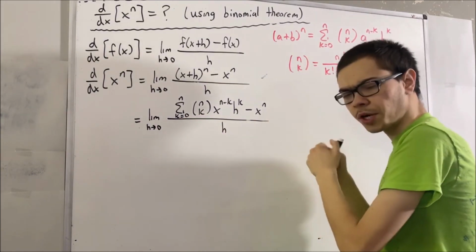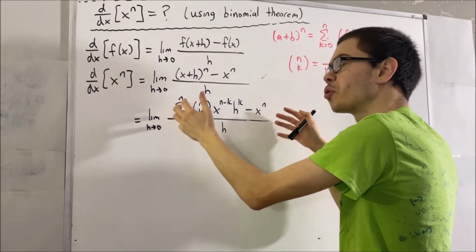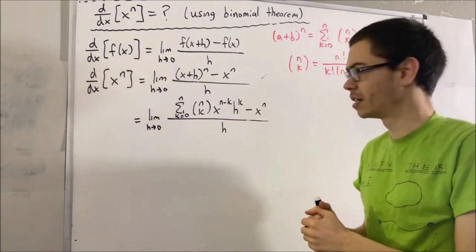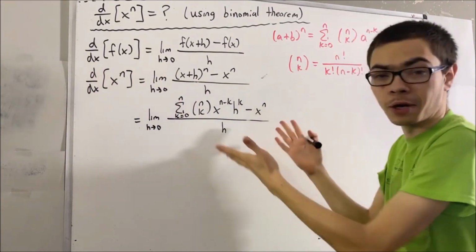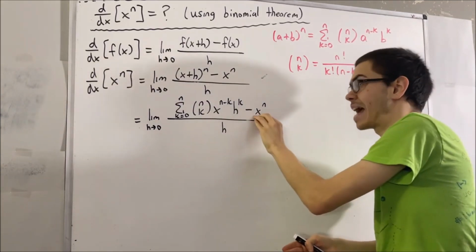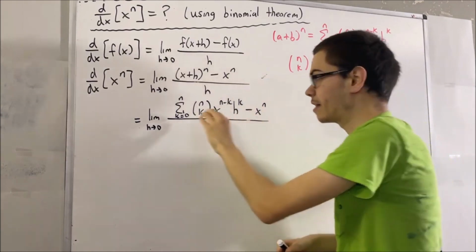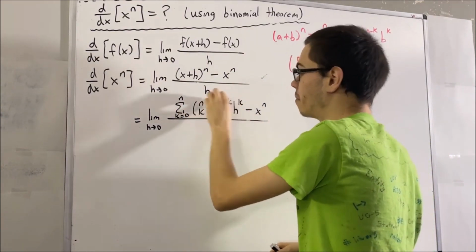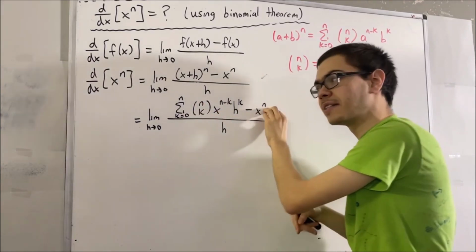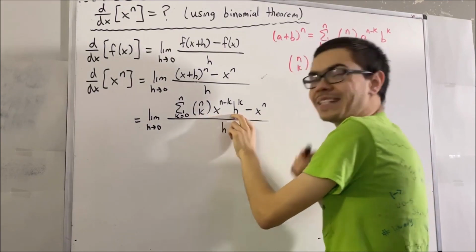So now at this point, what we want to do is manipulate what we have here in some sort of way so that we can evaluate this limit as h approaches 0. Okay, so then we just sort of have to play around with it. It turns out we can actually eliminate this x to the power of n. The way we can do that is by realizing that the first term in this sum is precisely x to the power of n. That is, when k equals 0, this term is x to the n.